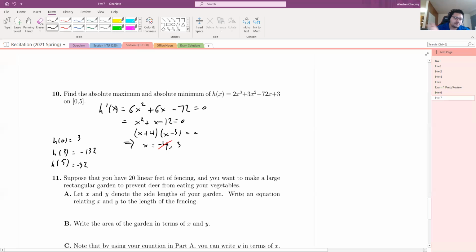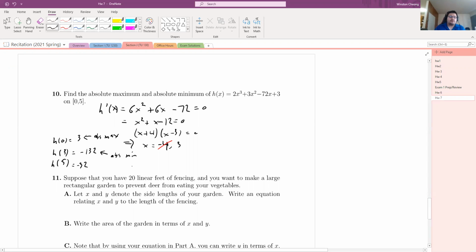And so, well, then you just look, what is the maximum value you attain? That's this 3 here. So this is then the absolute max. And what's the minimum value that you obtain? Well, that's this guy, negative 132. So this is the absolute min value.